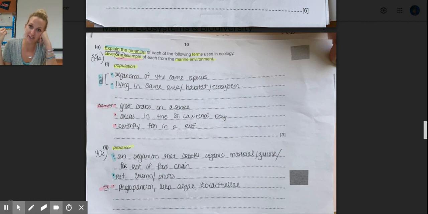They live in the same area and the same habitat. An example: ghost crabs on a shore, pod of dolphins, orcas in the St. Lawrence Bay, butterfly fish in a reef. Any of the orca ones, I just know because that's my animal. That's my thing. It's my jam. It's what I like. Any of those answers could be fine as long as you're correct. That's what they do. That's what a population of them is called.